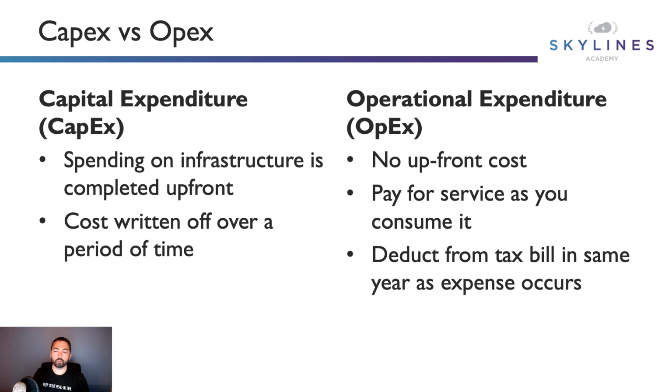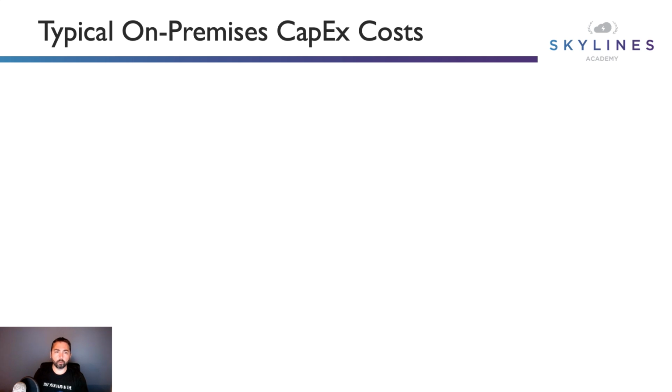Opex, in contrast, has no upfront cost. You pay for the service as you consume it, and you deduct it just like an expense in the same year that it occurs. There are a lot of pros and cons to both of those.